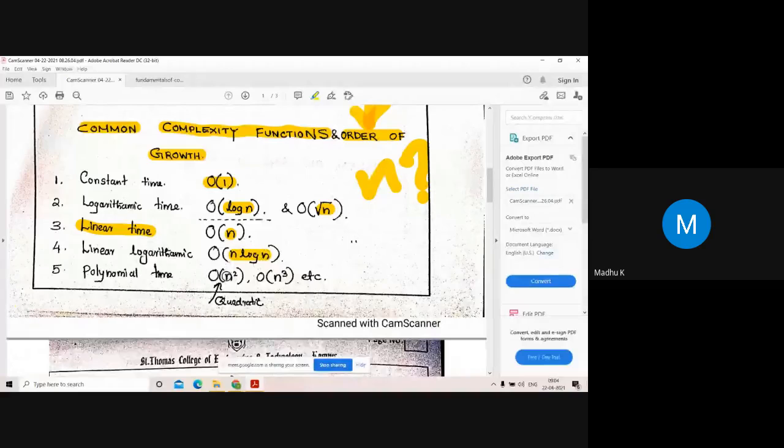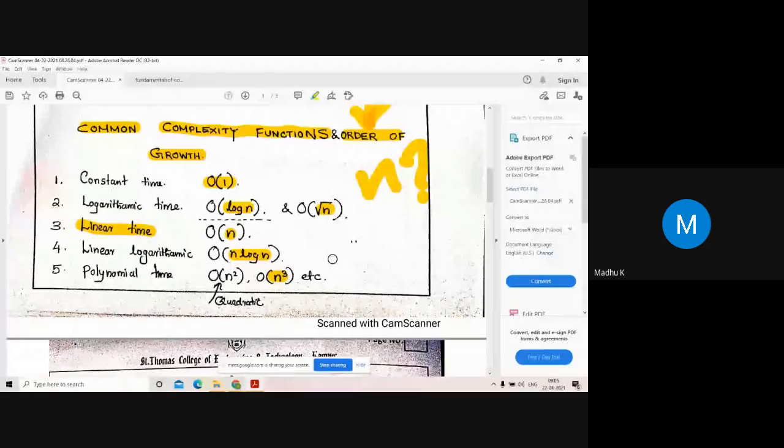Then polynomial time complexity function, for example, big O of n cube. You know what a polynomial is. Everyone knows what a polynomial is. So some time complexity functions are polynomial functions. For example, here I am writing n cube, n square. This n square is also called a quadratic function, a quadratic time taking function. You know what a quadratic equation is? The degree of a quadratic equation is 2. So n square plus n plus 1 is a quadratic function. That type of function is expressed as big O of n square.